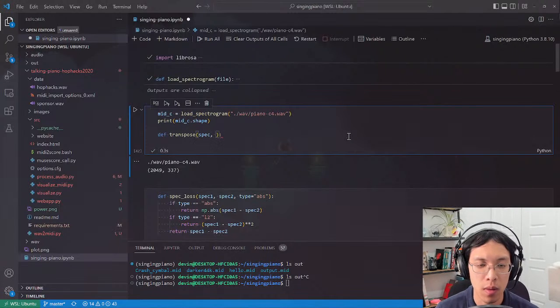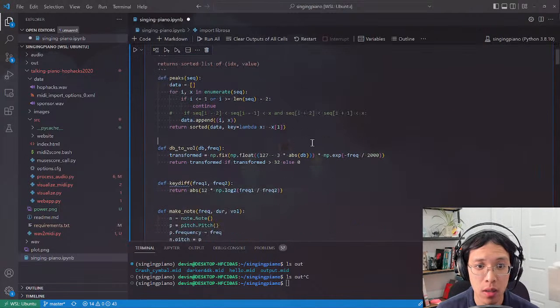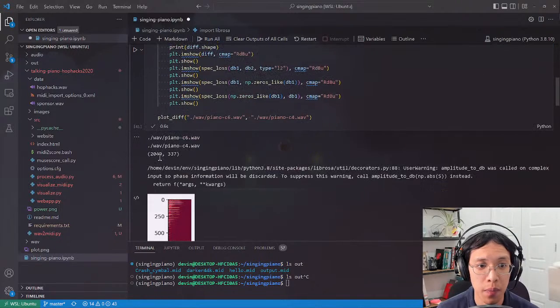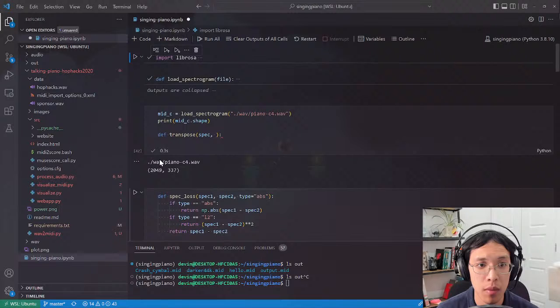Okay, so the idea here is I need to be able to specify how much to transpose a note by, and the tricky part about that is that it depends on how far apart the frequency bins are. Now if we go back to where the frequencies are generated, sorry, not here, here.